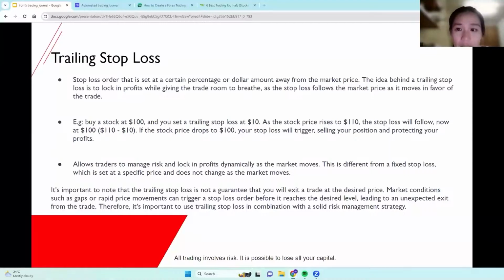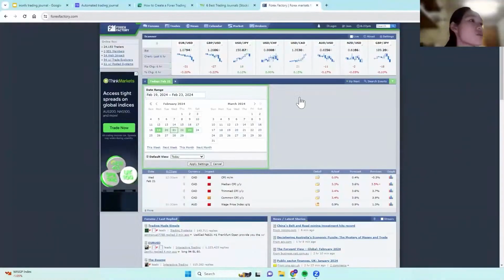Okay, I just realized I didn't show you guys the FX news calendar that we like to use. So let me do that now. Okay, so earlier I talked about Forex Factory being one of the FX news calendars that we like to use.